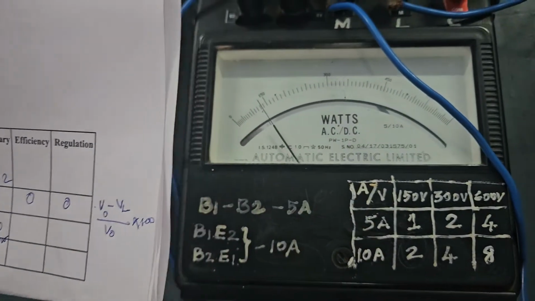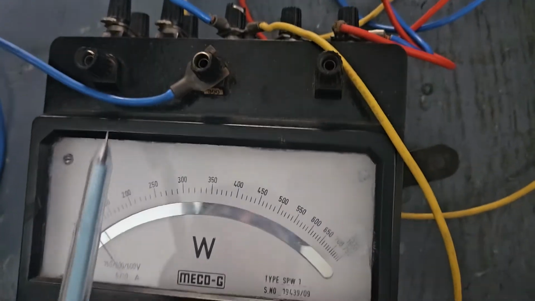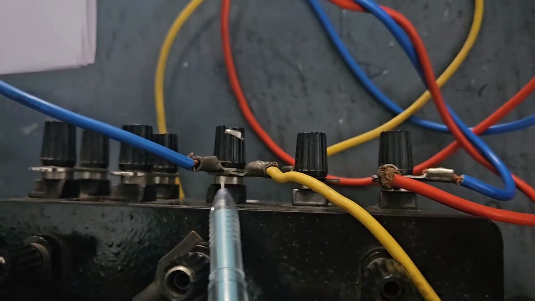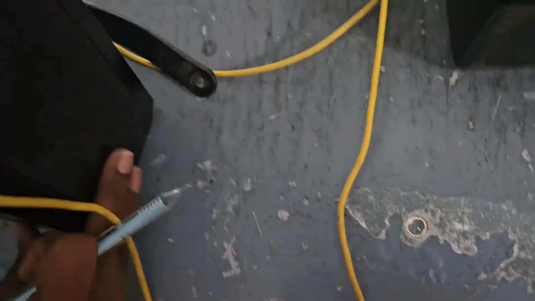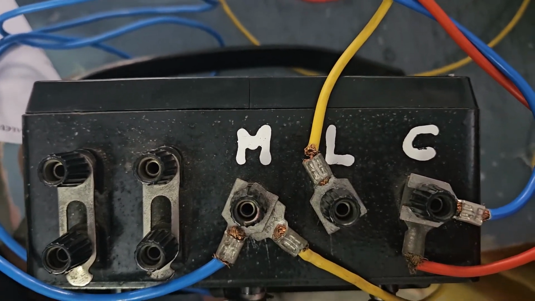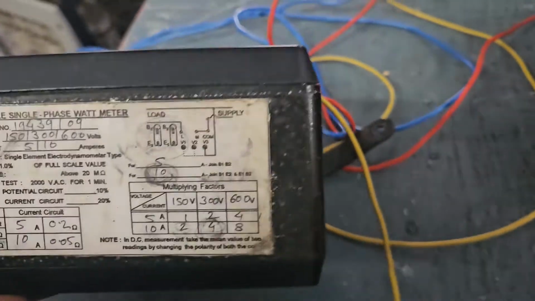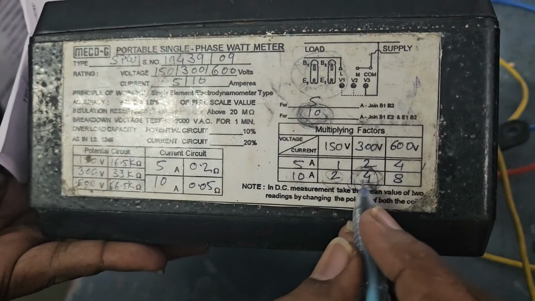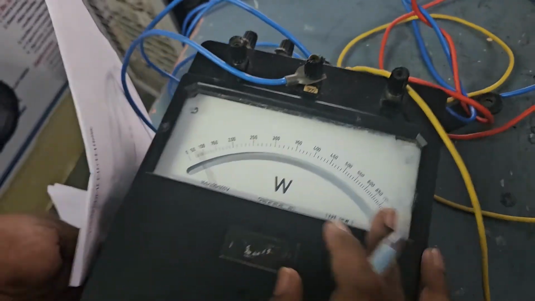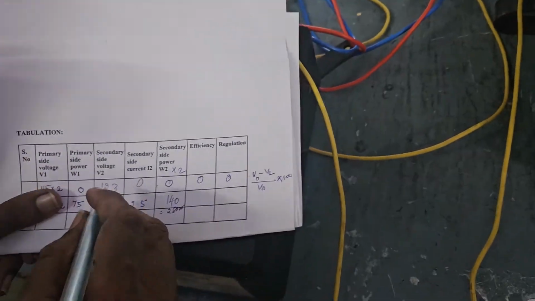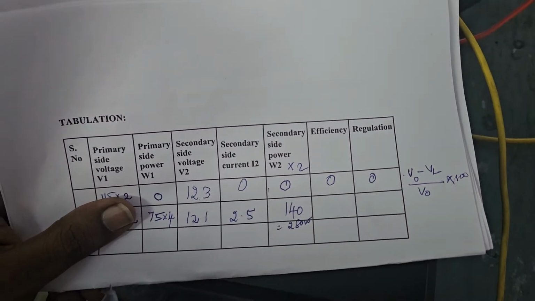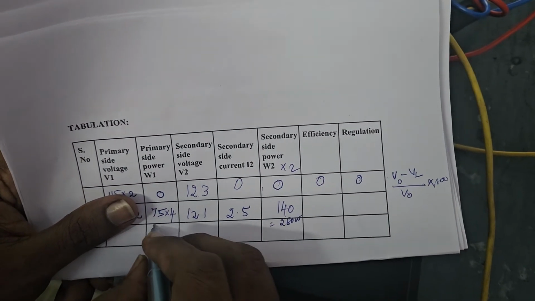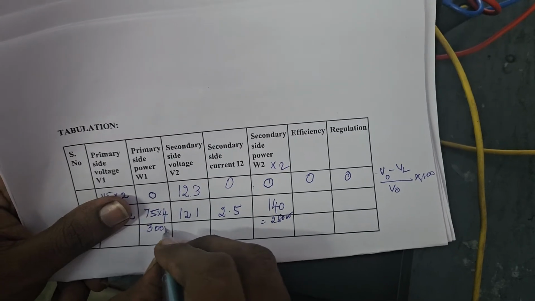Okay, similarly we look at the same for the primary side. On the primary side, you see we took the voltage range of 300 volt, and it is again connected in the same manner. So current is 10 ampere, whereas voltage is 300 volt. For 300 volt, 10 ampere, the multiplication factor is 4. So whatever reading is shown by this meter has to be multiplied by 4. Now 75 into 4, we will get around 300 watts.